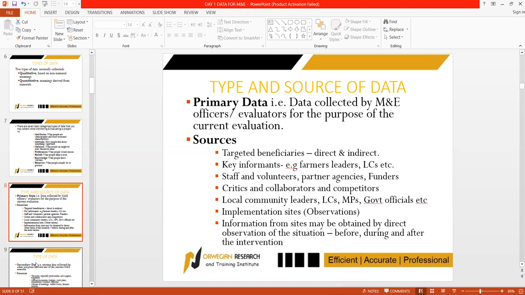Implementation sites, observation on what was on the ground. We also collect what you can actually see, and you take pictures as evidence to support this. Information from sites may also be obtained by direct observation. That's before, during the project, and after the end. So these are sources of data, especially used so much in our M&E assignments.